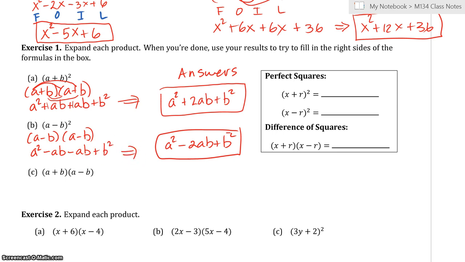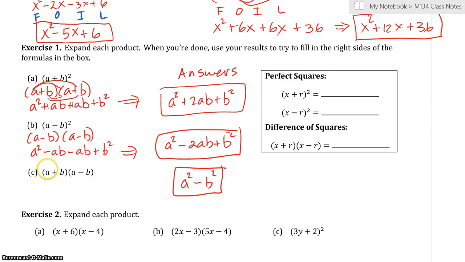What about the last one? The last one's kind of interesting. That one turns out, I'm going to actually have you pause and try it first. What's the answer? Believe it or not.